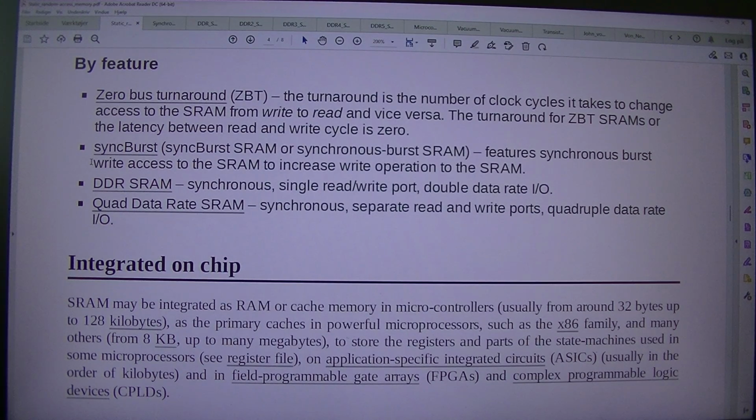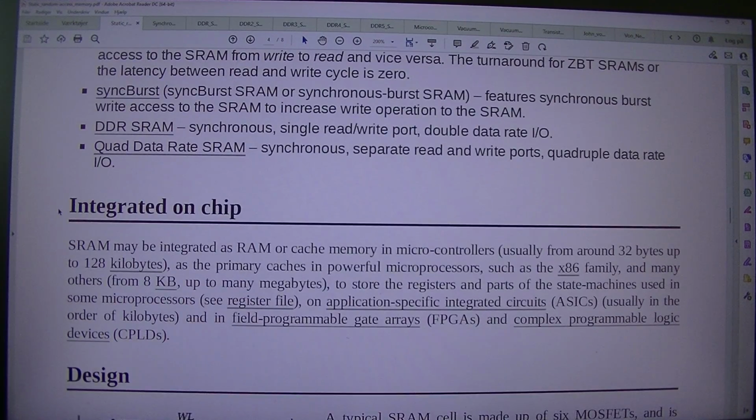Sync burst SRAM, or synchronous burst SRAM, features synchronous burst write access to the SRAM to increase write operation to the SRAM. DDR SRAM: synchronous, single read/write port, double data rate I/O. Quad data rate SRAM: synchronous, separate read and write ports, quadruple data rate I/O.